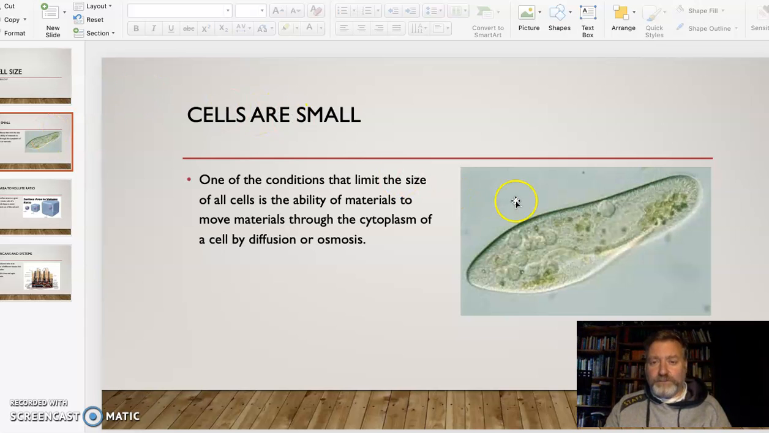So this single cell paramecium here is a very small object. For materials on the outside to get in and move effectively to these organelles, they rely on a process called diffusion. And for materials to get out, wastes and things, they also rely on diffusion. So the higher the surface area to the volume ratio, the more effective this is. And we're going to have a look at that with an experiment soon.